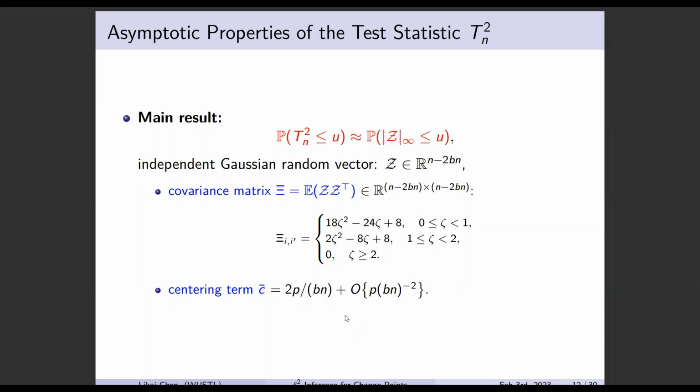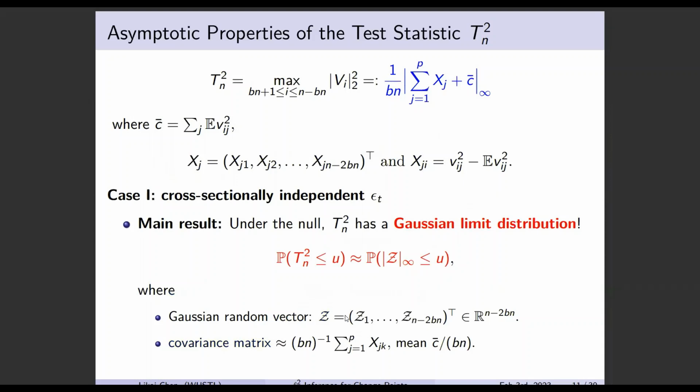Bn, oh, that's a very good question. I will talk about the selection of the bandwidth later. Yeah, that's very critical.